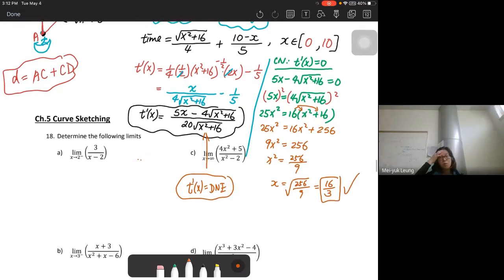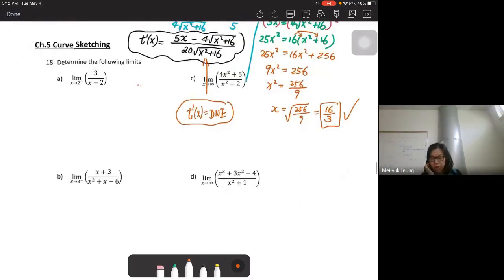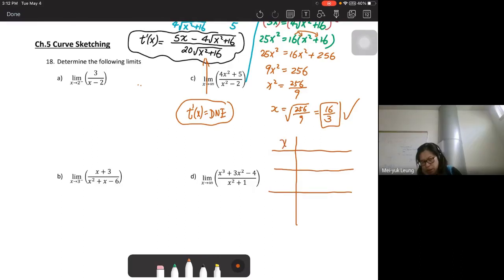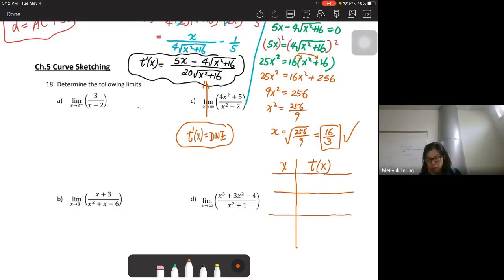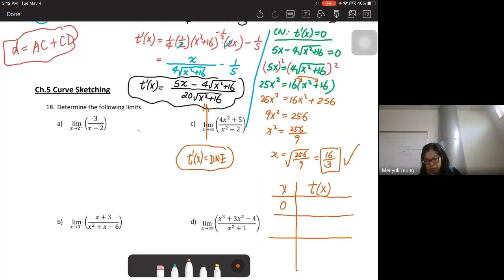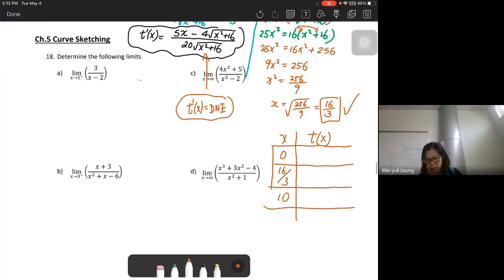X equals 16 over 3. And now, don't forget, we are using the closed interval, like the EVT method, to find the absolute minimum value of the time function. So here, from 0 to 16 over 3, and also to 10, right? These are the only 3 x values where you want to check the function value.